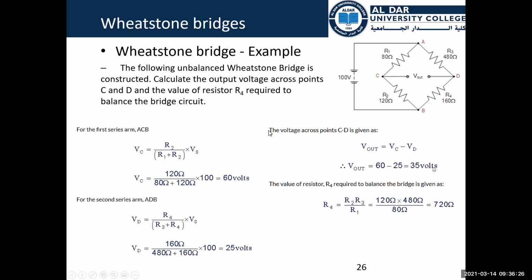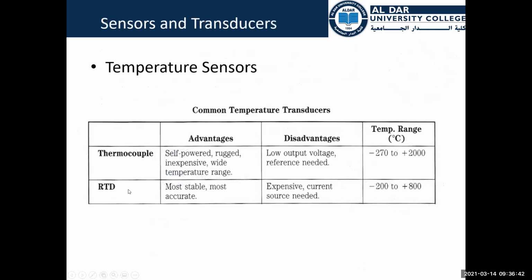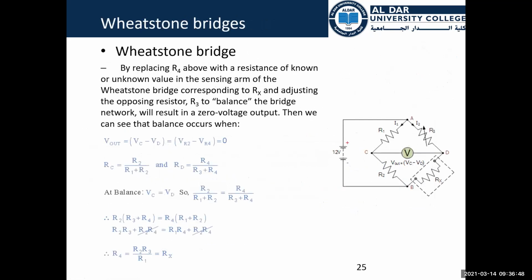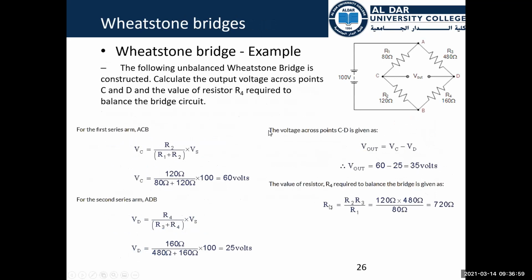I want it to be 0. If I want it to be 0, what will I do? I will change R4. But what is the value needed for R4 to balance the Wheatstone bridge? It is easy. We're using the previous relationship here: R4 is equal to R2 multiplied by R3 over R1.